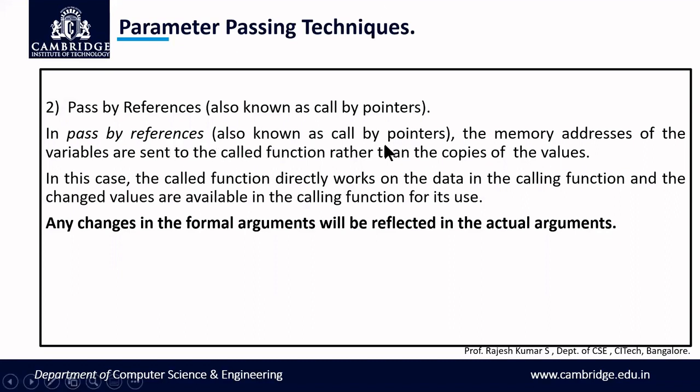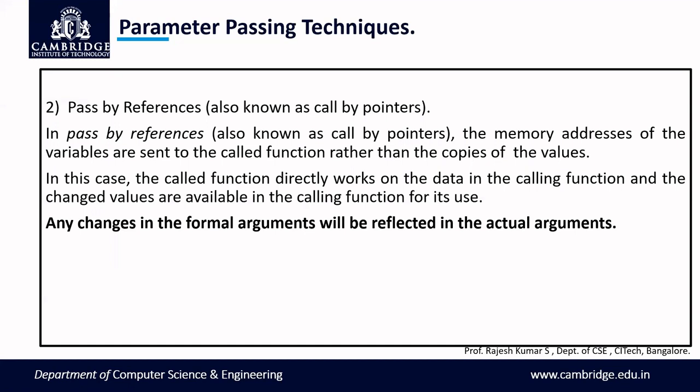In pass by reference we are not passing the value. The memory addresses of the variables are sent to the called function. I'm not passing any values. I'm passing the address of the variable to the called function. Now the called function works directly on the actual parameter. Any changes made by the called function are also reflected in the calling function.